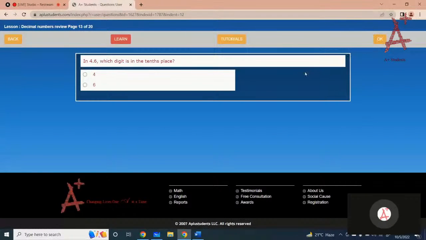Okay, in 4.6, which digit is at the tenths place, please? 4 or 6? Yes, 6 is at the tenths place.